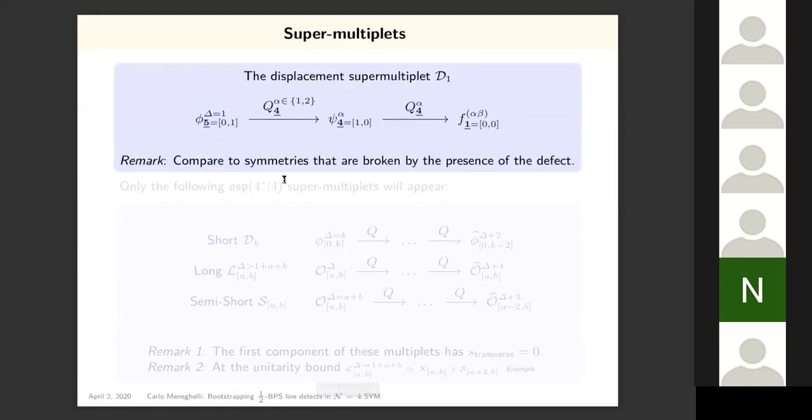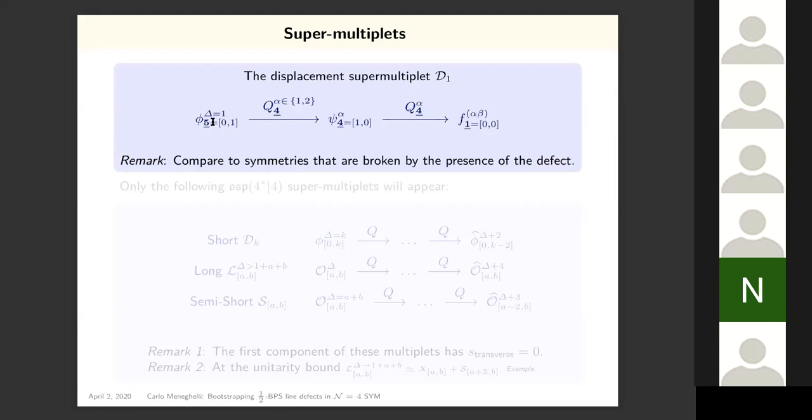And you can convince yourself that these operators, the one of dimension 1, the fermions and the field strength, are all associated to symmetries that are broken by the presence of the defect. So the fact that you have 5 scalars of dimension 1 reflects the fact that the SO(6) group, which has dimension 15, is broken to Sp(4), which has dimension 10, and so 5 are the leftover broken symmetries. Similarly for the fermions and for the actual displacement operator that I just described.